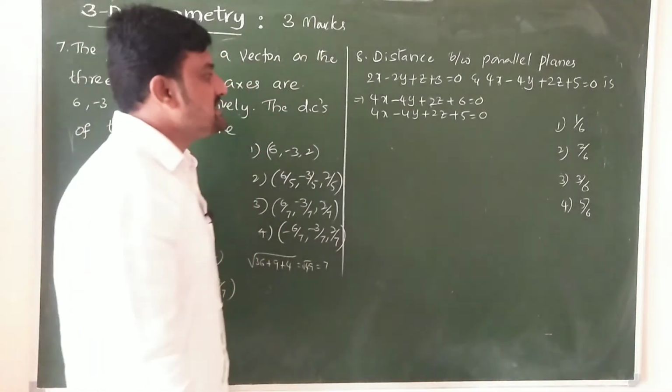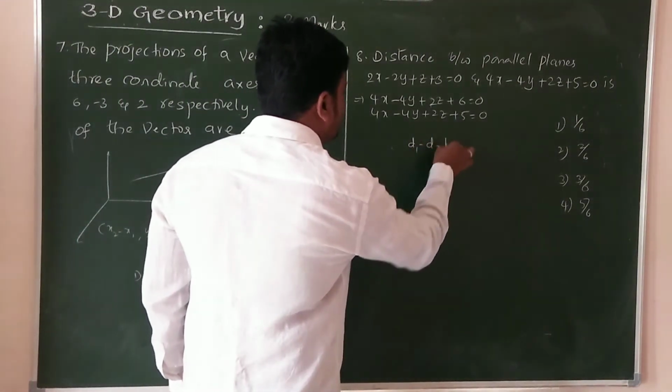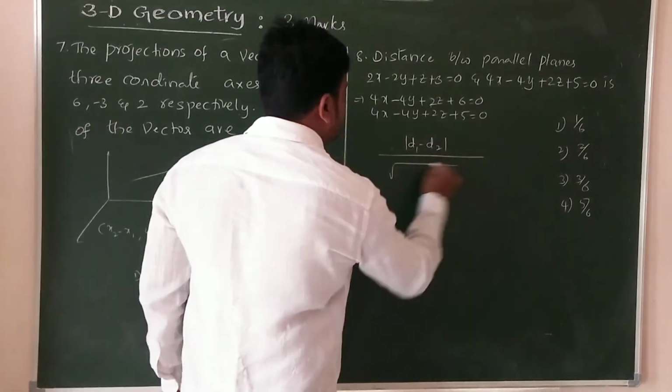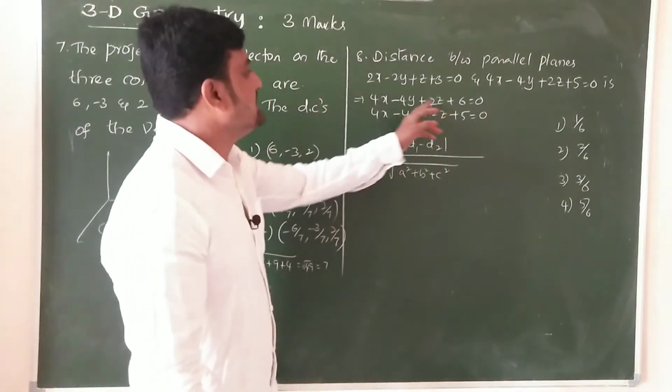Okay. Now the distance between two parallel planes is d1 minus d2 by under root a square plus b square plus c square. A, b, c are nothing but the x, y, z coefficients.